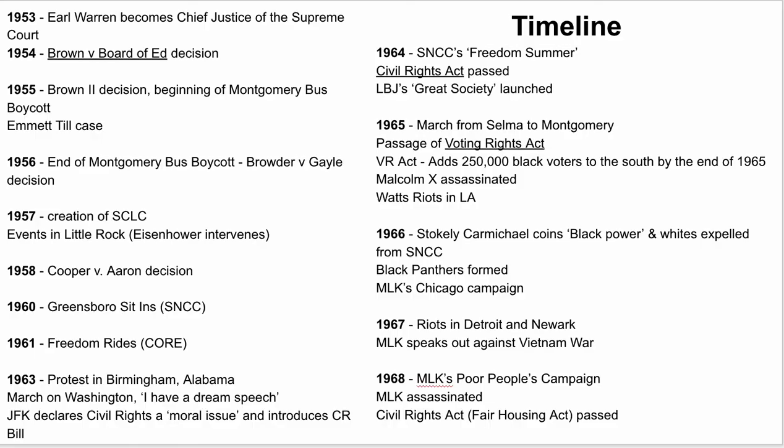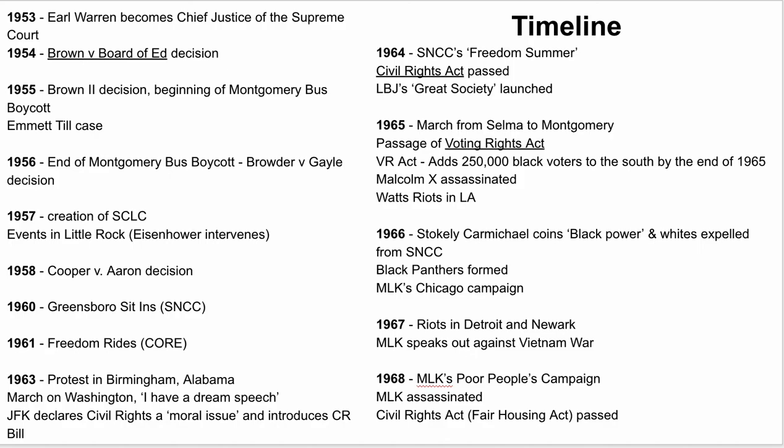And then Freedom Rides, led by CORE, another significant protest, and it's widely reported on, highlighting the hypocrisy and the violence of the Jim Crow South. In 63, we've got the peaceful protest in Birmingham, Alabama, which is really, really clamped down on heavily by Bull Connor, highlighting, again, the violence that Black Americans experienced in the South, and the effective use of the media by Martin Luther King.